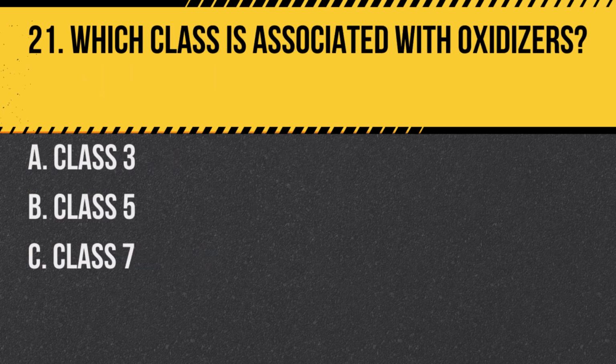Question 21. Which class is associated with oxidizers? A. Class 3. B. Class 5. C. Class 7. Answer. B. Class 5. Class 5 is designated for oxidizers.